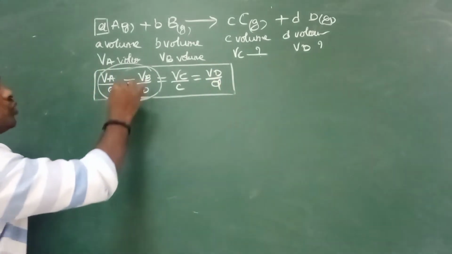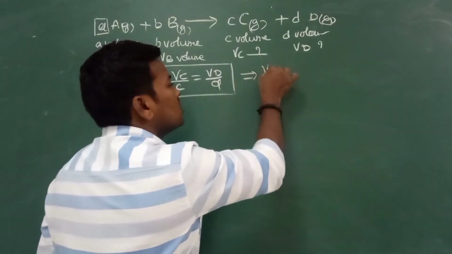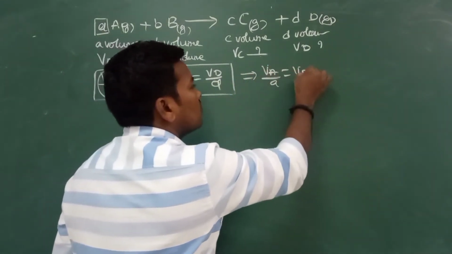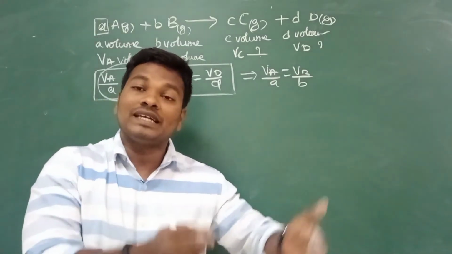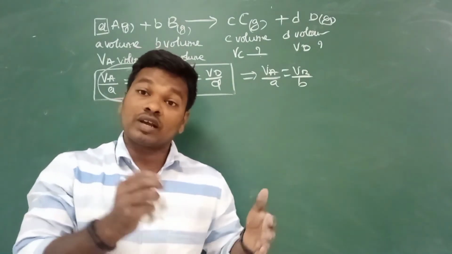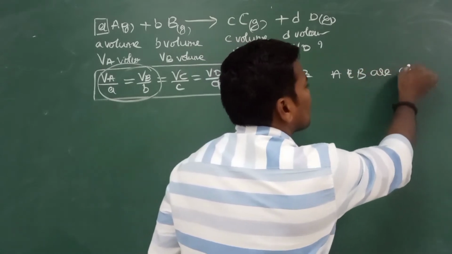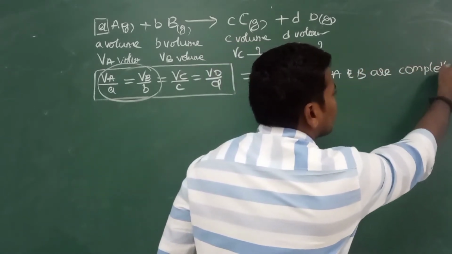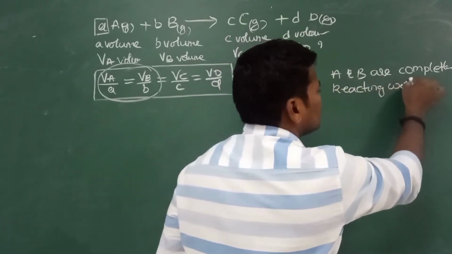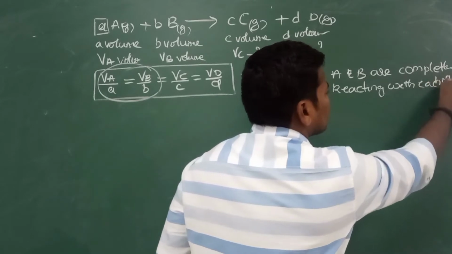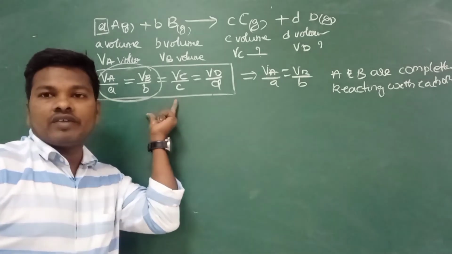You can see that if you equate the equation, when will it be useful? In the sense VA by a is equal to VB by b. This means both are equal, which means both are completely reacting in a reaction. So you can say that A and B are completely reacting with each other. This is the time when we can equate the product and reactant and easily get the answer.